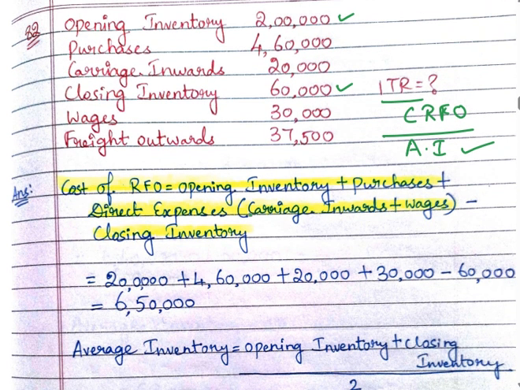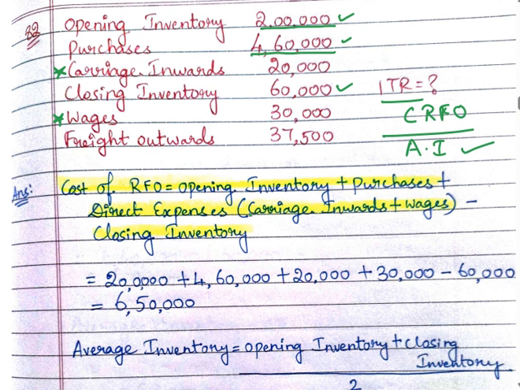And in order to calculate cost of revenue from operation, we can use this formula: opening inventory plus purchases plus direct expenses minus closing inventory, because you can find the information about the purchases and direct expenses here. Opening inventory value is 2 lakhs plus purchases 4 lakh 60,000 plus direct expenses. See, carriage inwards is direct expense and wages is also direct expense. If you see freight outwards, you should not consider it, it is not direct expense, it is indirect expense. Take only carriage inwards and wages.